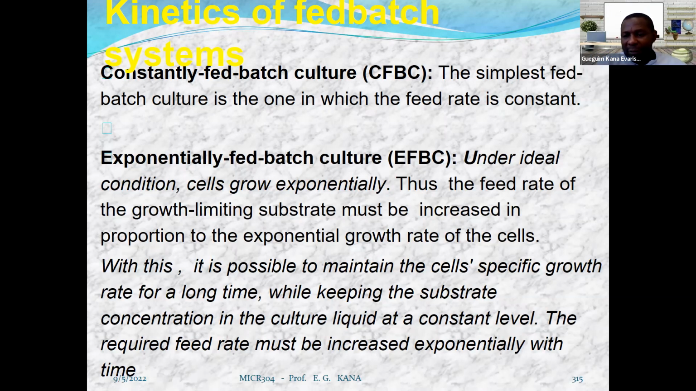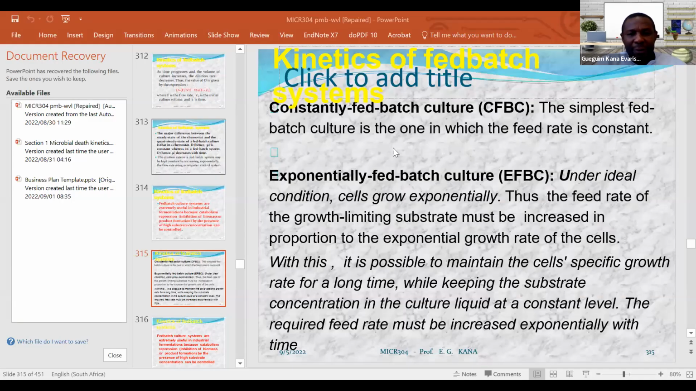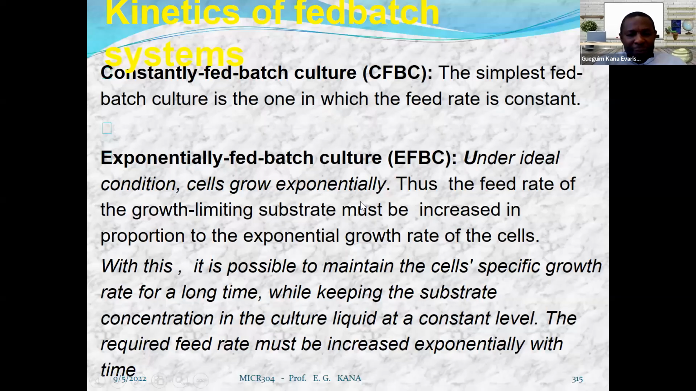Can I proceed? Are we on the same page, Sianda? Are we on the same page? Should we proceed? Who's left behind? Okay.